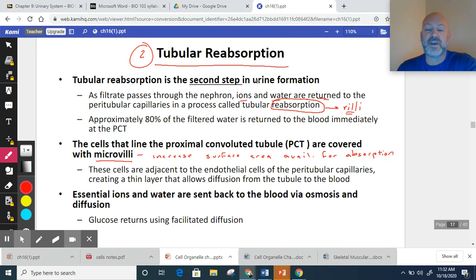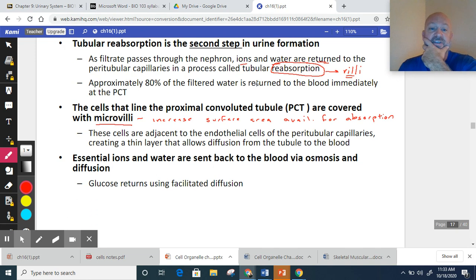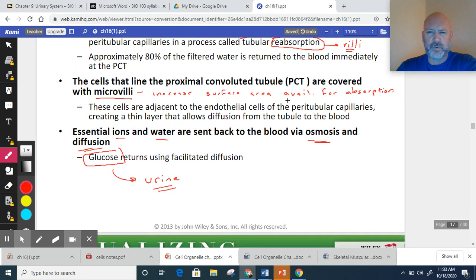And this is the same case with the microvilli in the small intestines, the columnar epithelial cells in the small intestines, increasing the amount of area that's available to absorb nutrients. Well, here we see it again in the cells of the proximal convoluted tubules. We have a small amount of space. We want to maximize the efficiency with which these cells can pull nutrients back into the blood. All right, so the essential ions and water are sent back into the blood by osmosis and diffusion. Of course, glucose returns to the blood. We don't want glucose leaving the body in the form of urine. We want to keep the glucose.